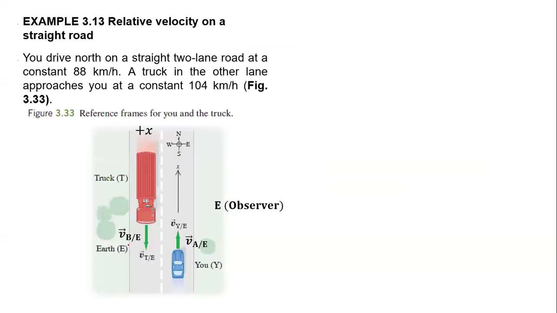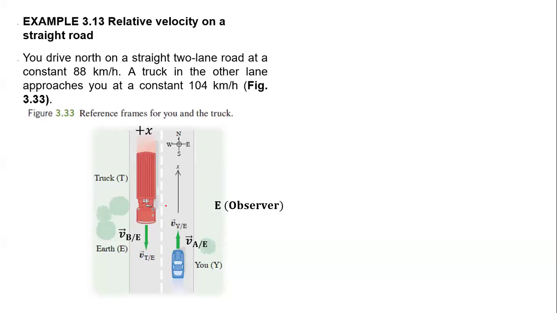Okay. So for example, 3.13, a relative velocity on a straight road. You drive north on a straight two-lane road at a constant 88 kilometers per hour. A truck in the other lane approaches you at a constant 104 kilometers per hour. Okay. Say for example, our positive axis is along the direction where the car, or you, is going.